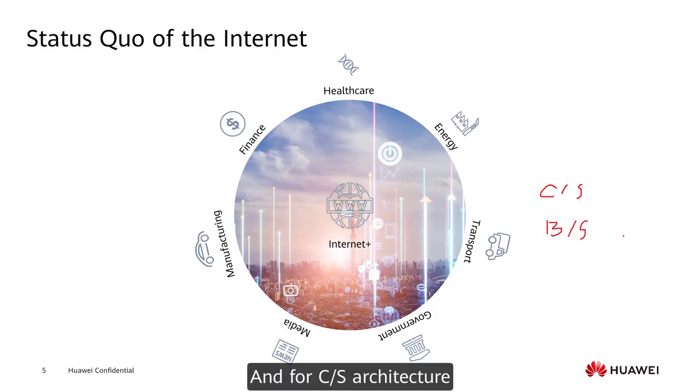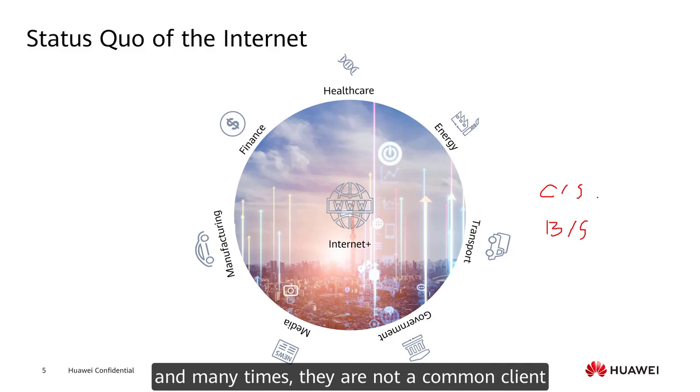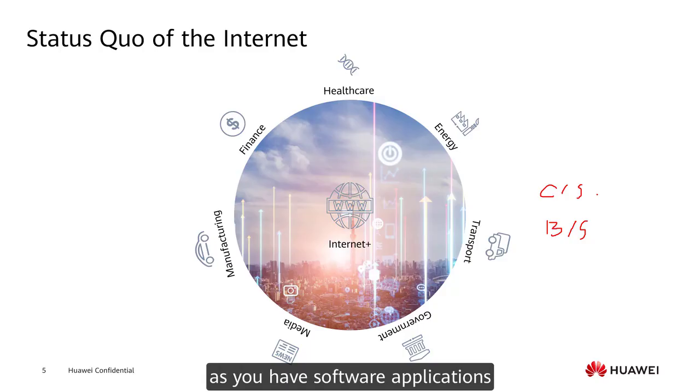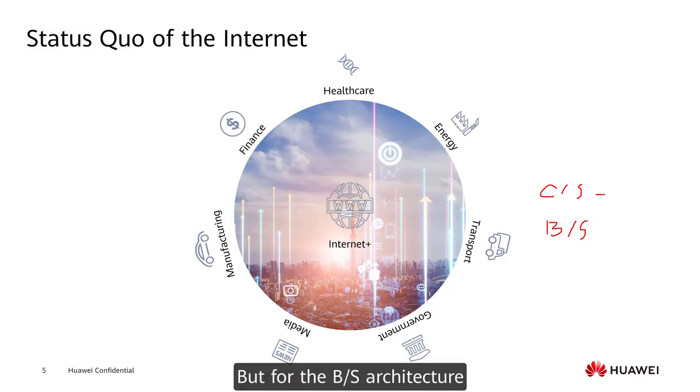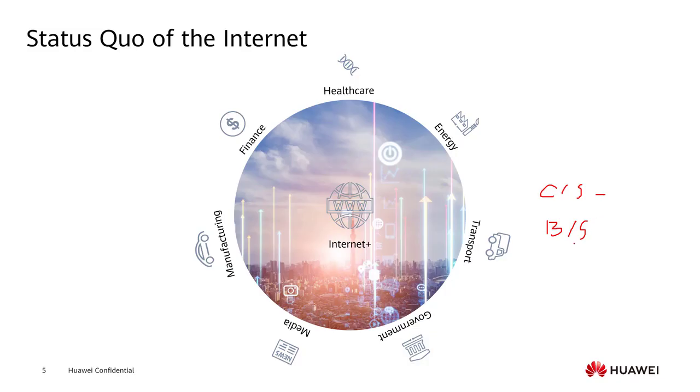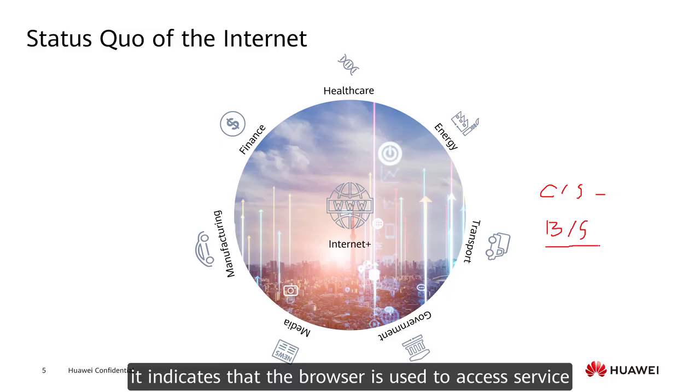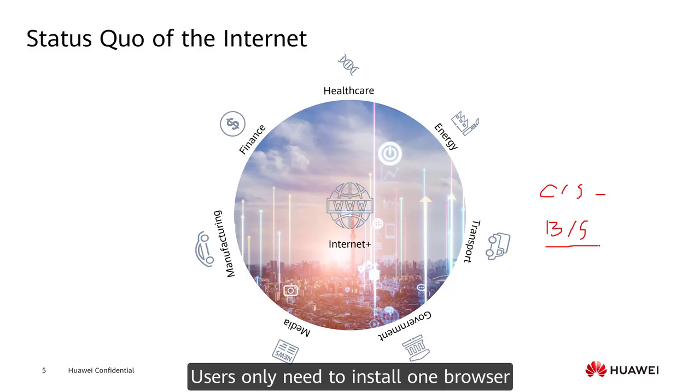And for CS architecture, the user needs to install the client, and many times they are not common clients. So it means you need to install as many clients as you have software applications. But for BS architecture, it indicates that the browser is used to access the service. Users only need to install one browser.